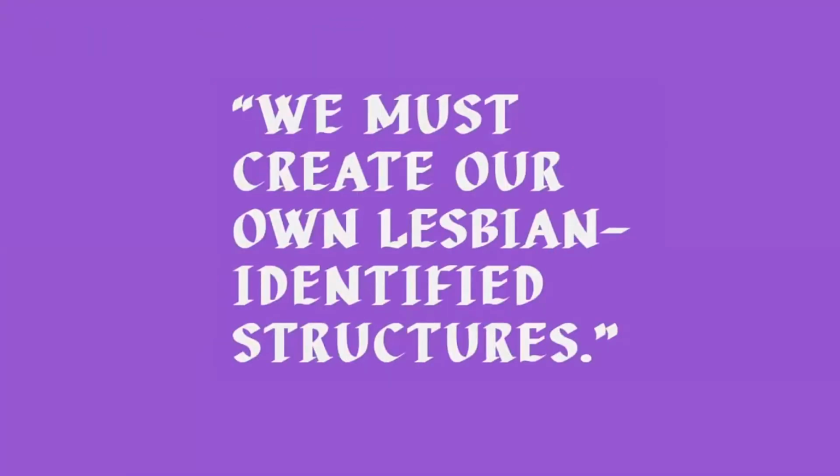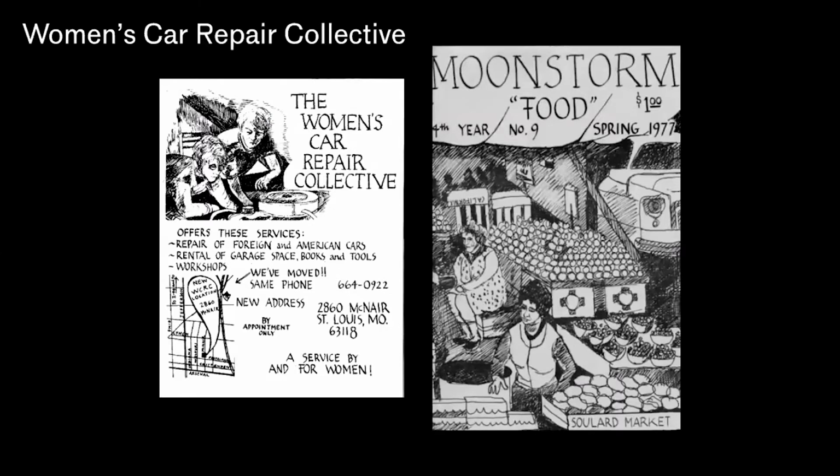To give you a bit of backstory, the collective offered a car repair service by and for women, including workshops and rental of garage space, tools, and books. Now, this is where you can see the source a bit closer, although it has been reinterpreted. The hand letter writing comes from a newsletter called Moonstorm, rather, published by the Lesbian Alliance as well in 1972.